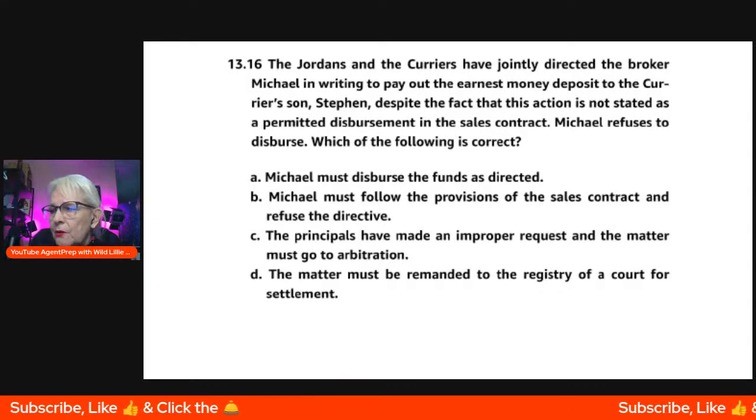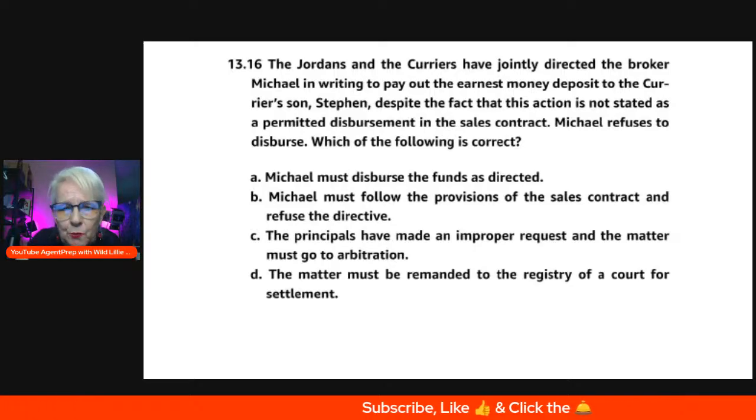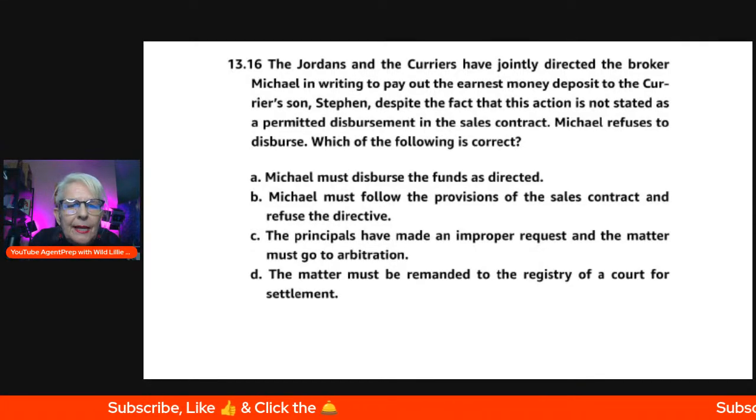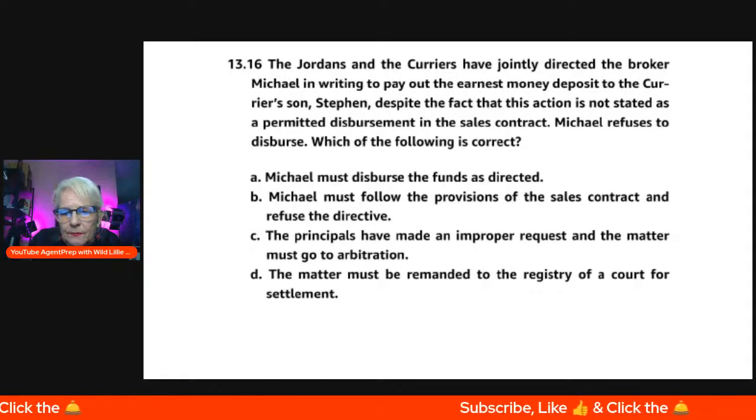The answer here is A. Michael must disburse the funds as directed. Why? Because it was put in writing and an agreement and signed by both the seller and the buyers. Great. Good job, Oscar.